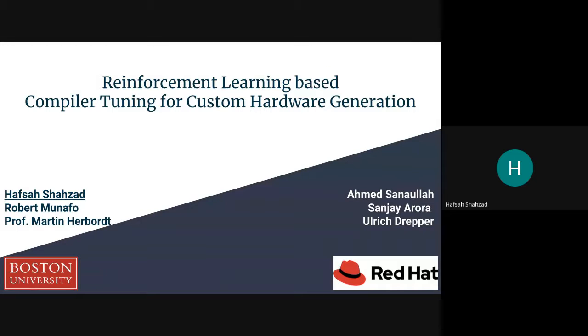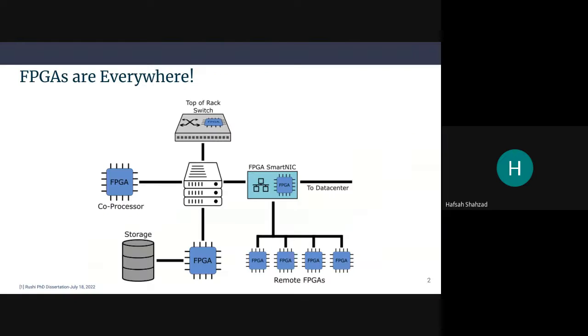Okay, so I'm terribly sorry about that. Anyways, let's get started. So our topic is reinforcement learning based compiler tuning for custom hardware generation. I'm Hafsah Shahzad, and let's get started. Next slide, please.